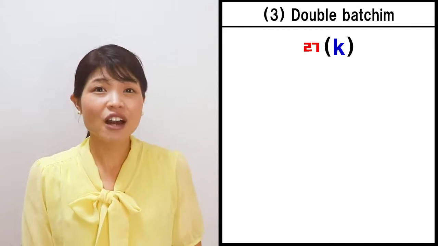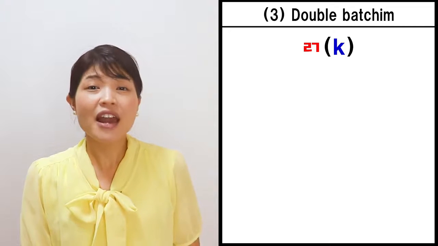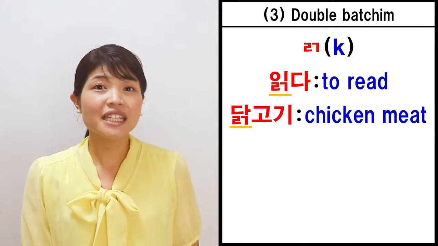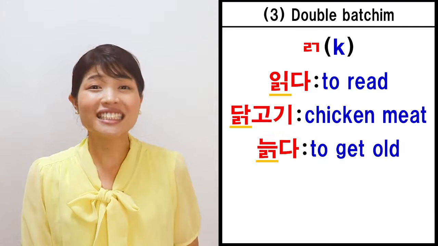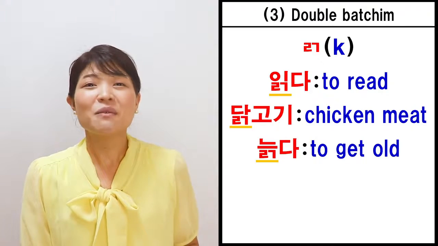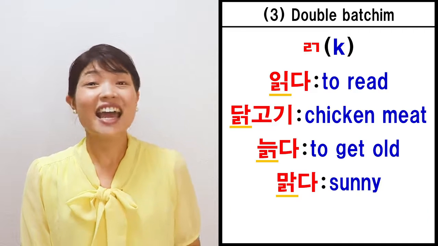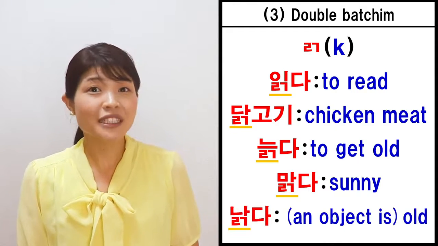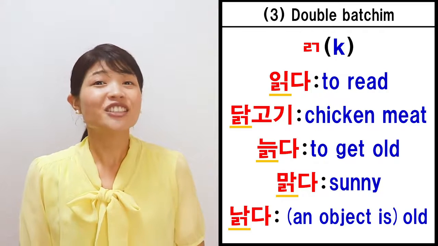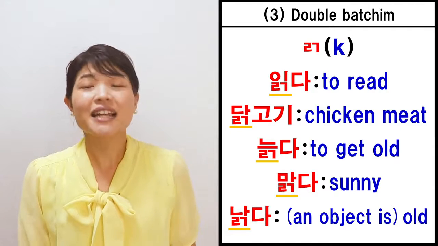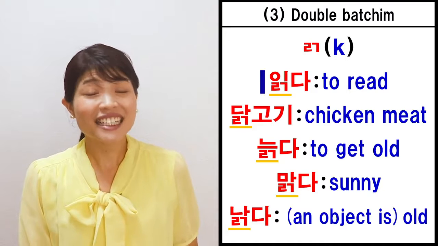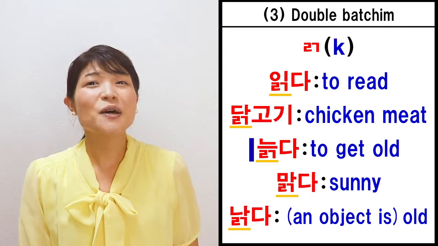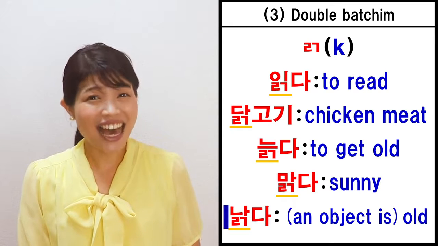First, 리을, 기억 makes the K sound. There are words like 읽다, to read, 닭고기, chicken meat, 늙다, to get old, 막다, sunny, and 낫다, old. These are beginners' vocabularies that are used very often. So let's memorize them together. Let's read them together. 읽다, 닭고기, 늙다, 막다, 낫다.